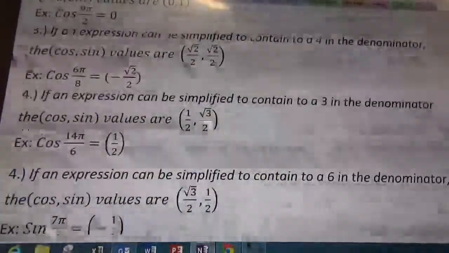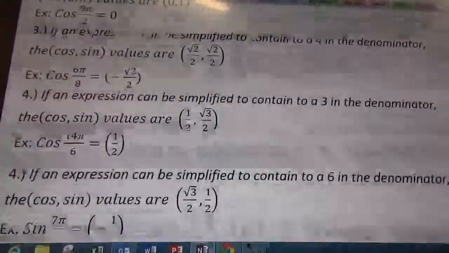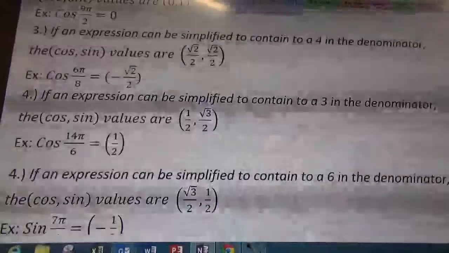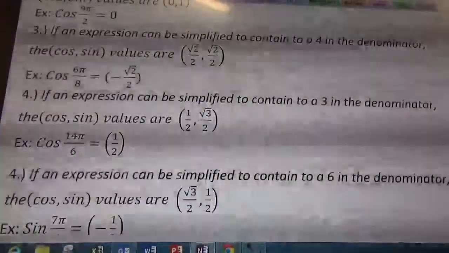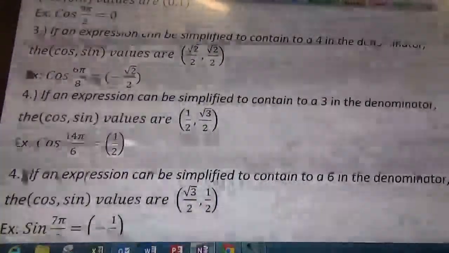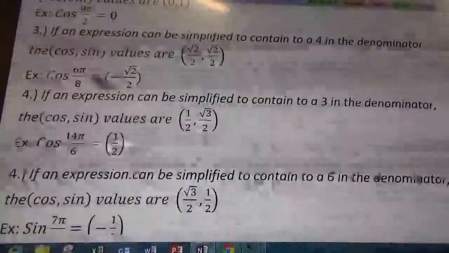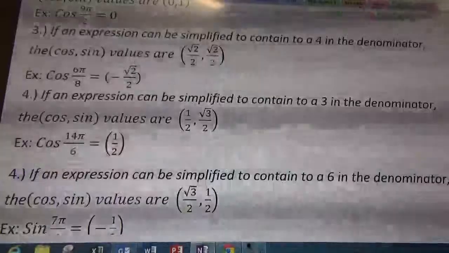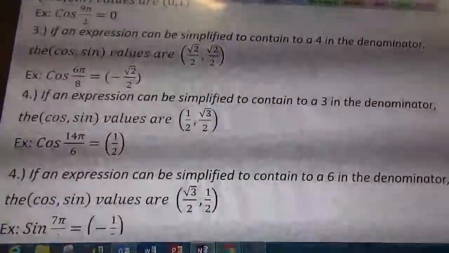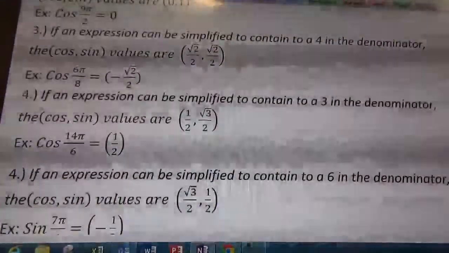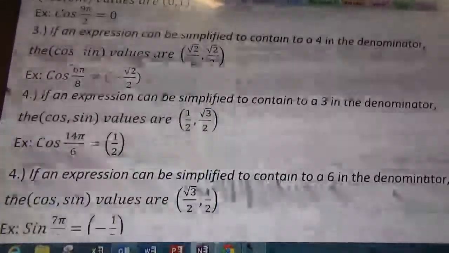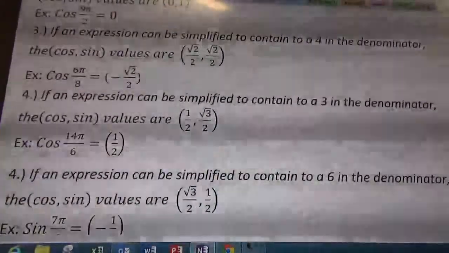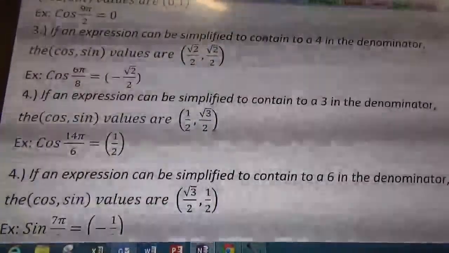If an expression can be simplified to contain a 3 in the denominator, the cosine sine values are 1/2 and the square root of 3 over 2. Example, cosine 14 pi over 6 equals 1/2. Again, the radian expression can be simplified, this time to 7 pi over 3. This takes some more trickery, as 7 pi over 3 is past a full circle rotation and thus is equivalent to the position of pi over 3. Keep a lookout for these types of problems.